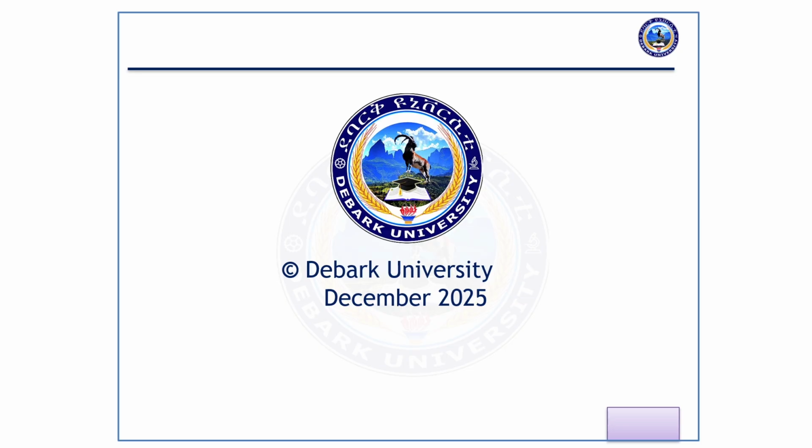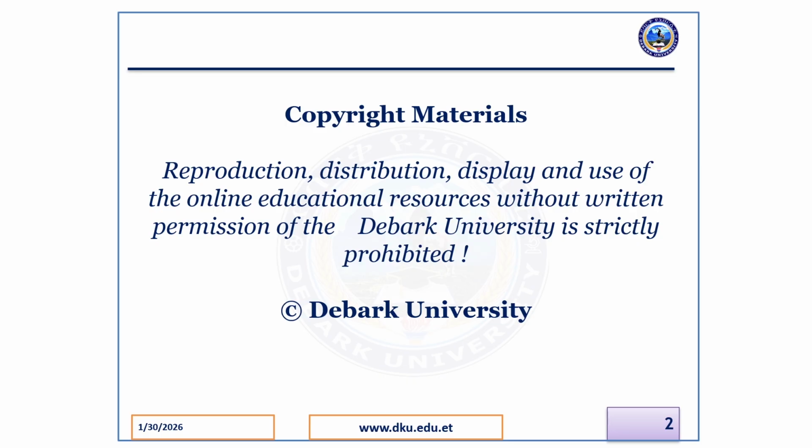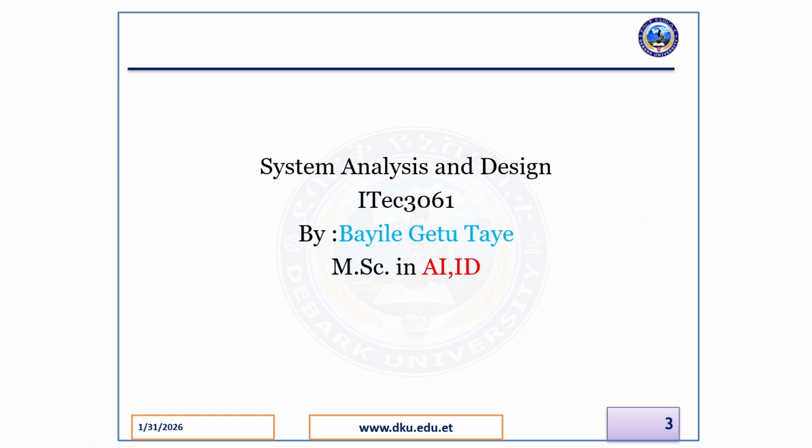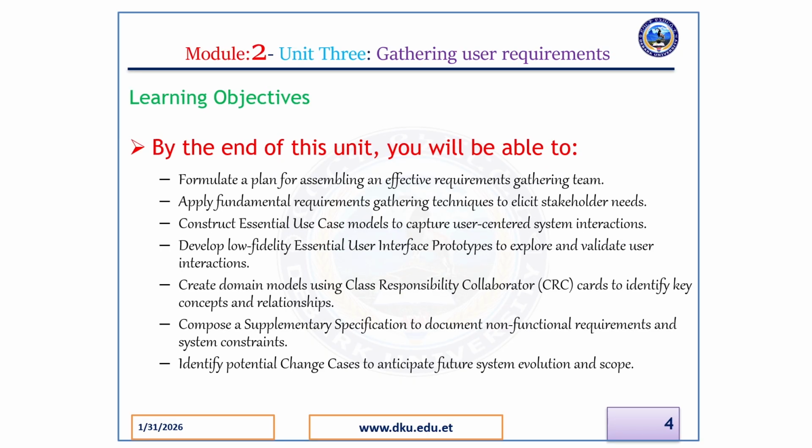So today I will try to teach you the course System Analysis and Design, which has the course code ITec3061. Okay, so as I told you, I am the instructor of System Analysis and Design. The course code is ITec3061. Let's proceed. This is Module 2, Unit 3, Gathering User Requirements.